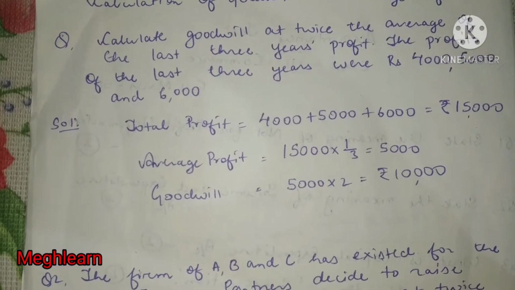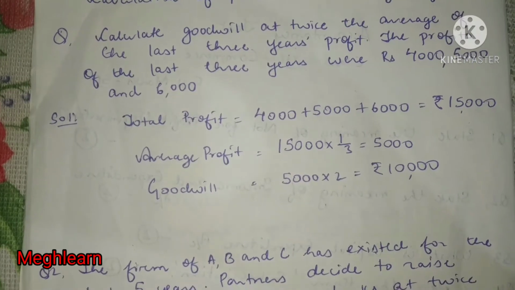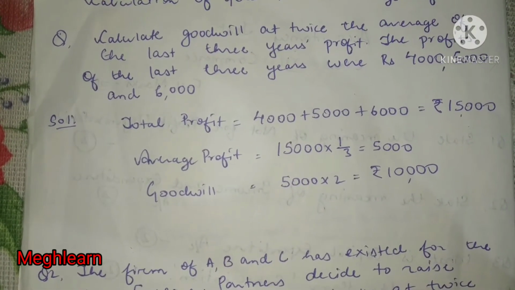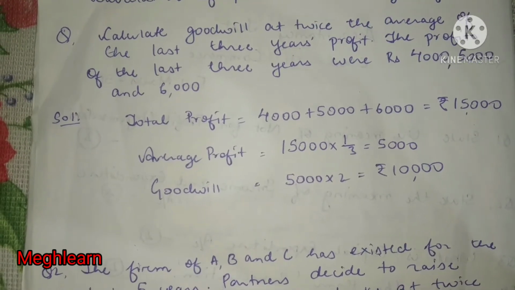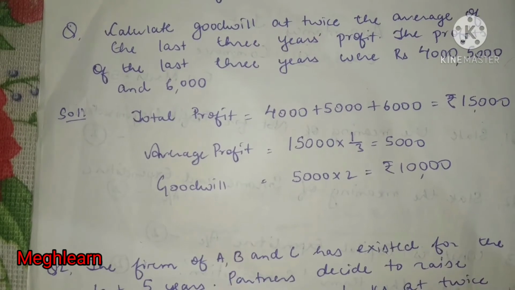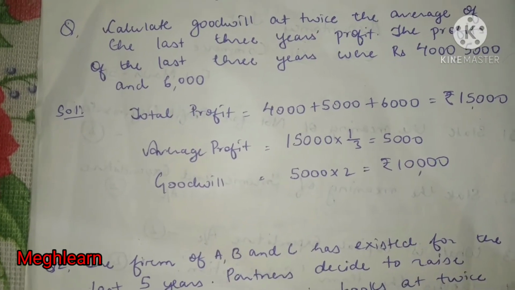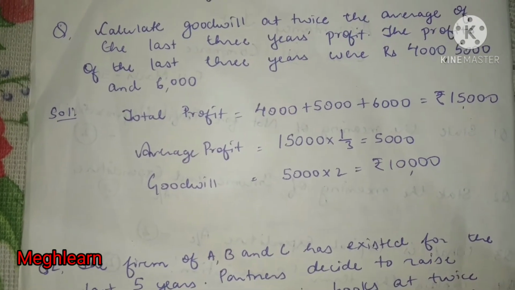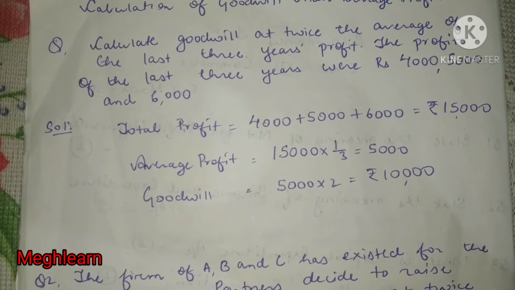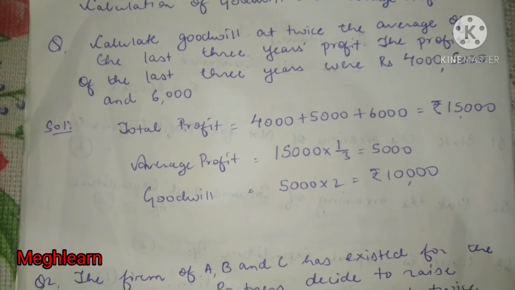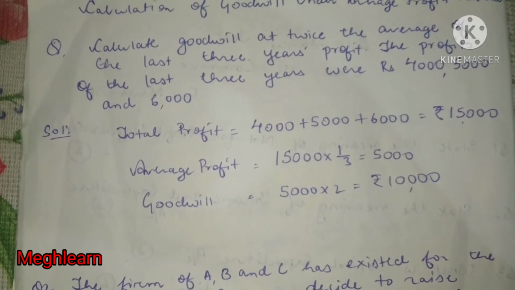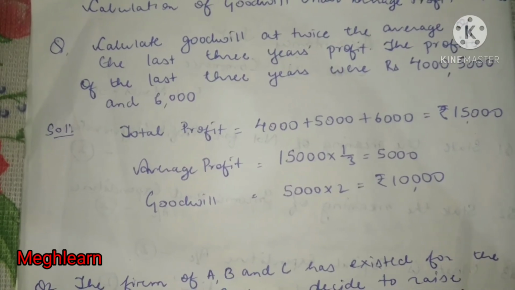For average profit, we need to get the total profit. Total profit here is 4,000, 5,000 and 6,000. The total becomes 15,000. So average profit in this case will be total profit divided by the number of years, that is 3 years. We'll get 5,000. So goodwill, as mentioned in the question, at twice the average of the last 3 years profit, will be 5,000 into 2, that is 10,000.